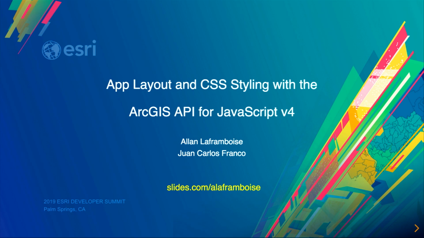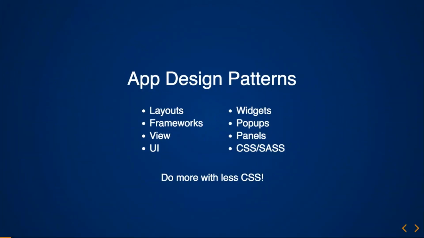So, without further ado, today we want to talk about app design patterns and how to leverage the ArcGIS JavaScript 4 API to achieve a number of different layouts, using the framework, positioning widgets, handling pop-ups in different scenarios, building panels. And the overarching theme that we want to get across is the fact that you can do a lot more with the framework, because the framework is so flexible and rich, than you could do before with the 3x framework.